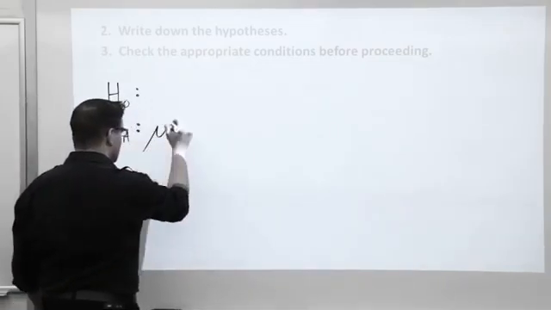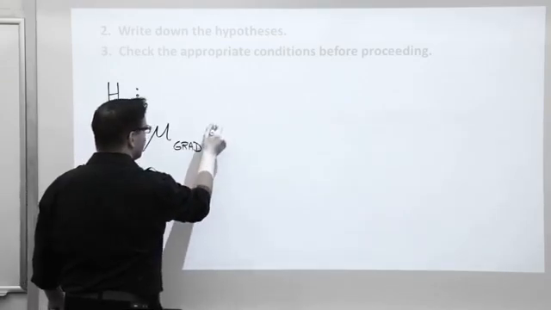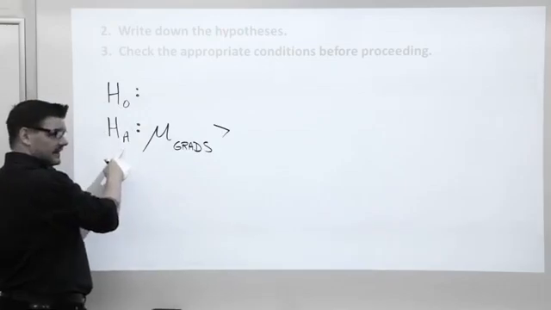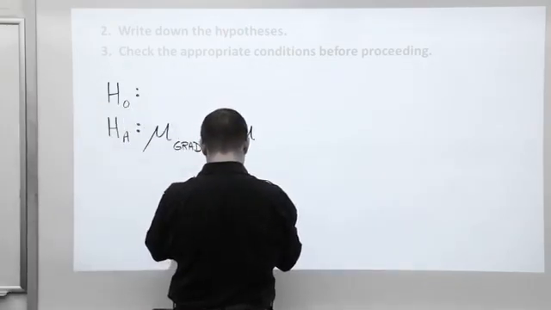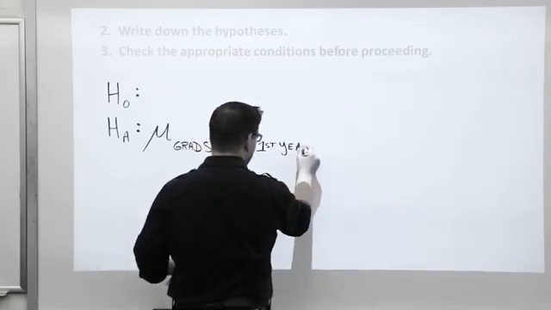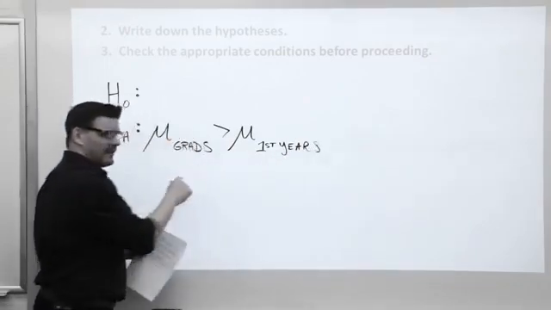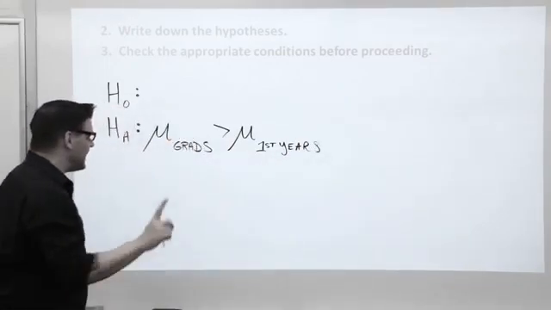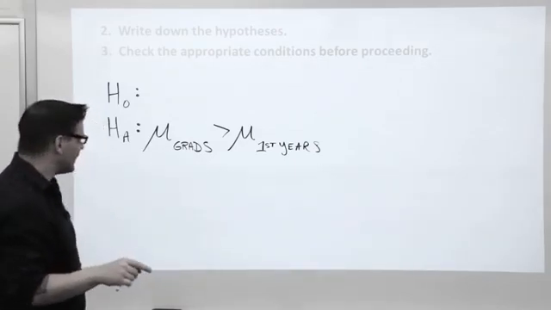So, mu for the grads, exceeding, this is the alternative, exceeding mu for the freshmen, the incomers, first years. It's just a subscript down here, right? Label them so you remember which one is which. And I'm purposefully putting graduates on the left and doing a greater than test.